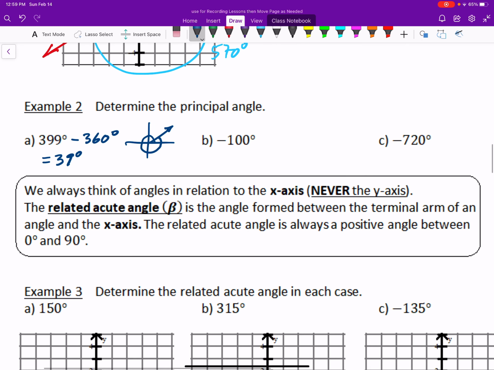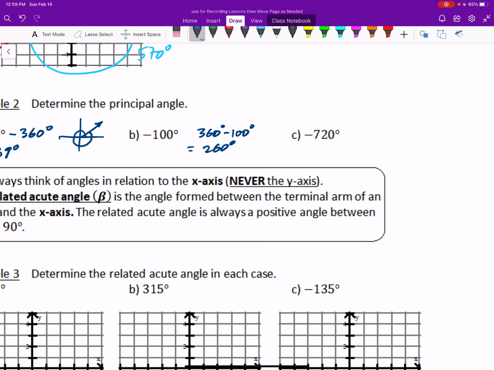Negative 100, if I'm going backwards, it's what's going to add up to 360. So if I had 360 minus 100, I got 260 degrees. That's going to be, I want to subtract them in this case. Try and find a place to draw a picture. I'll draw it up here. Negative 100 degrees would be here, but positive 260 would just be coming at it from the opposite direction.